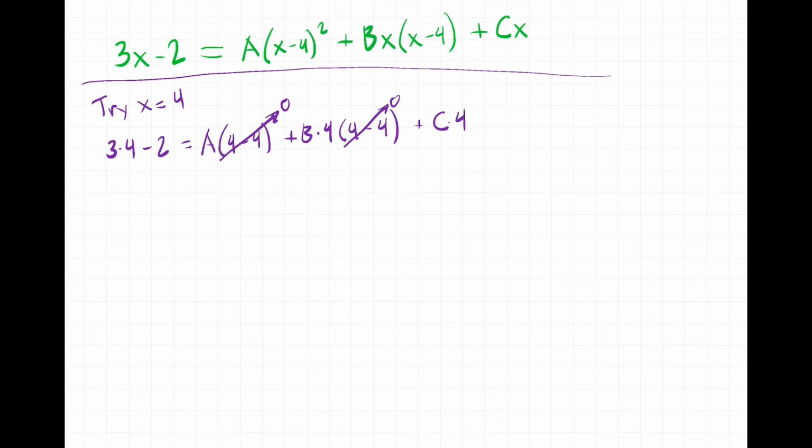So we have 3 times 4 minus 2, that's 10. And that equals 0 times a, so I may as well not bother to write it, plus 0 times b, I won't write that either, plus c times 4, so 4c. That means that c is equal to 10/4, or 5 over 2. So we've now solved for c.